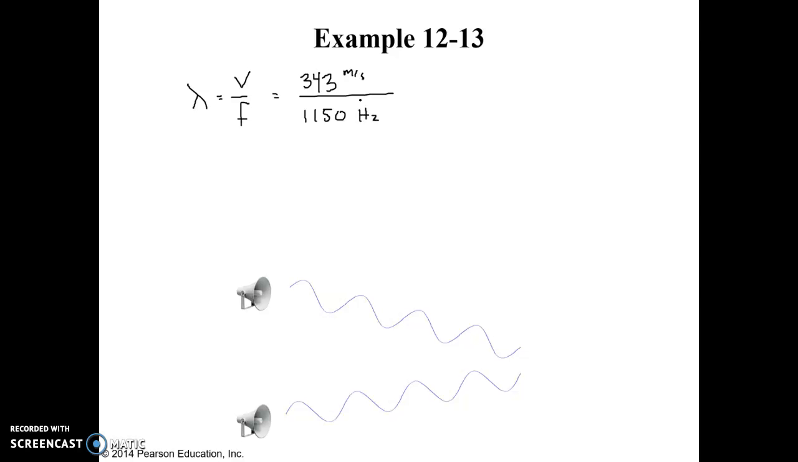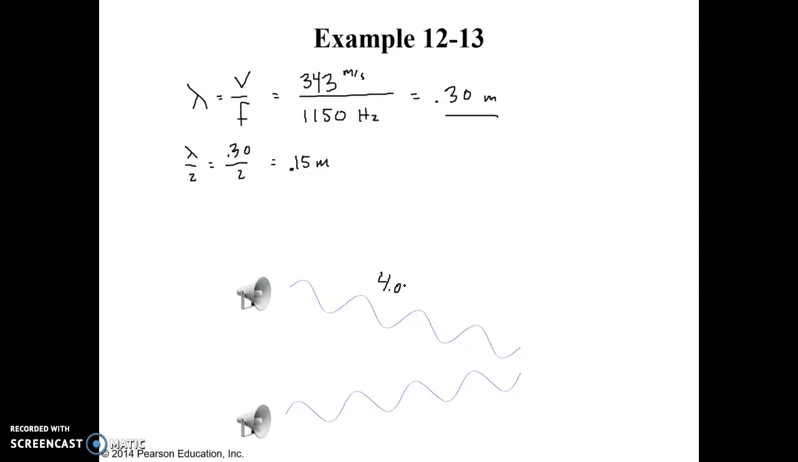And so when we divide 343 by 1150, we get 0.30 meters. So one full wavelength is equal to 0.30 meters. So half of a wavelength is going to be 0.30 divided by 2, which is 0.15 meters.